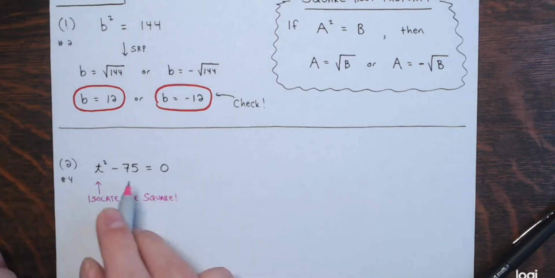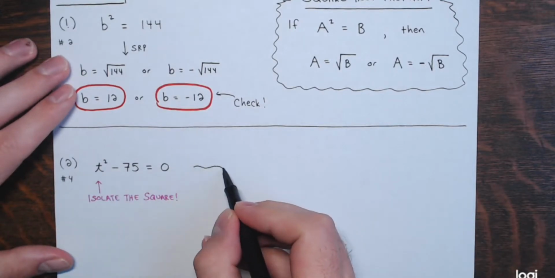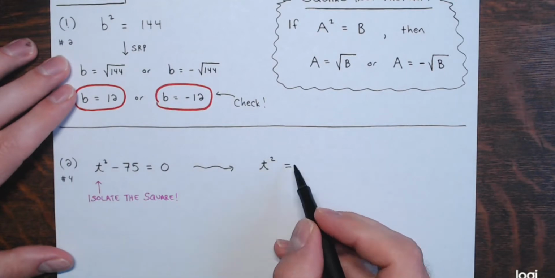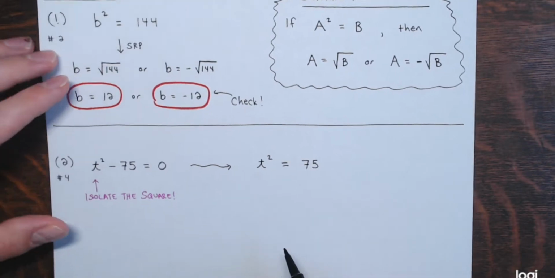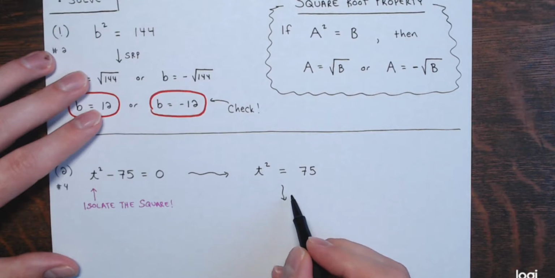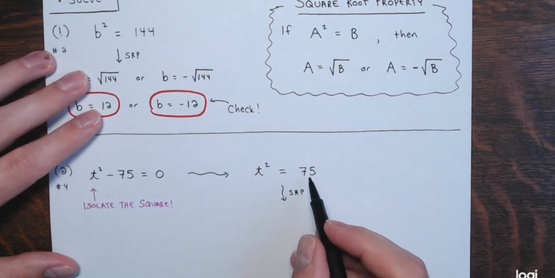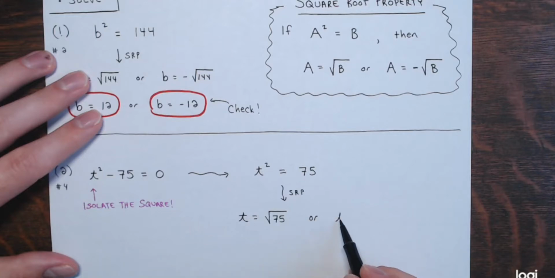Alright, so that's easy enough to do here. Just add 75. So I'll take this over here. So we'll have t squared on the left equals, and then positive 75 on the right. And now I apply the square root property. I'm just again writing SRP. By the square root property, then t, the base on the power of 2, must either be the positive square root of 75, or t could be the negative square root of 75.